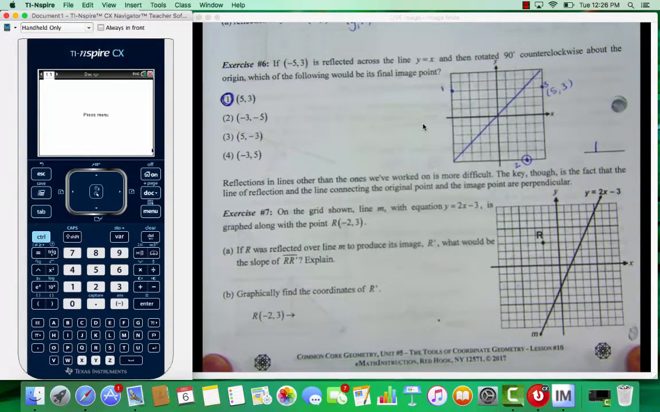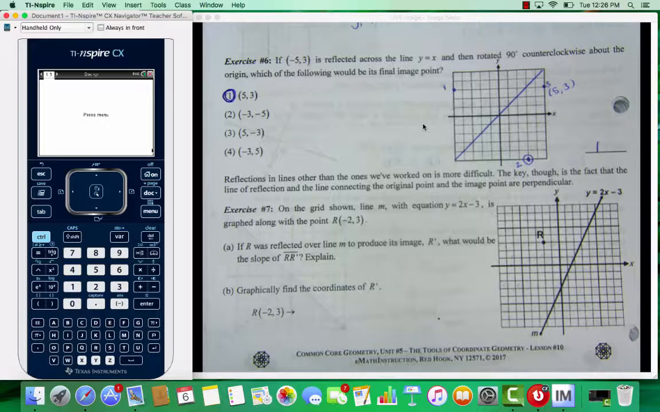All right, and then the last one. This time it says reflections in lines other than the ones we've looked at are more difficult. The key though is that you want to make sure that you have lines that are perpendicular. So on the grid below, we have line M, whose equation is y equals 2x minus 3, and we have the point R, whose coordinates are negative 2, 3. If R was reflected over line M to produce an image R prime, what would be the slope of RR prime?